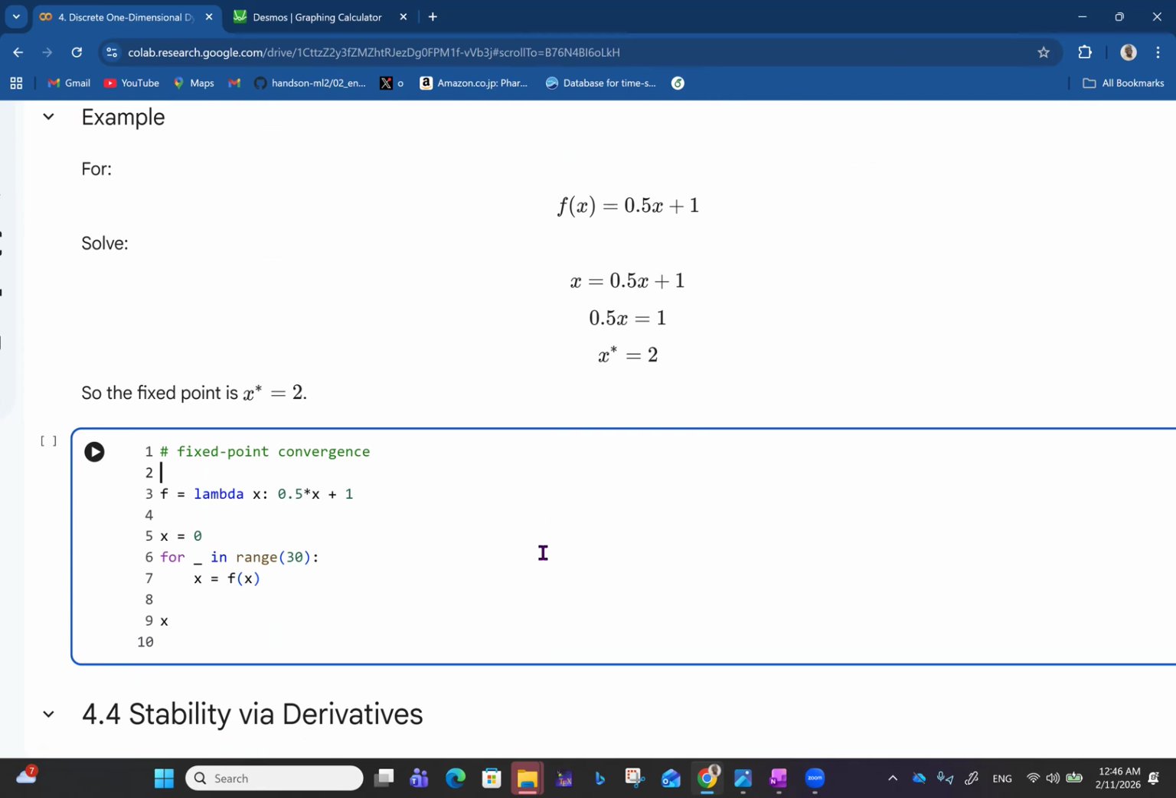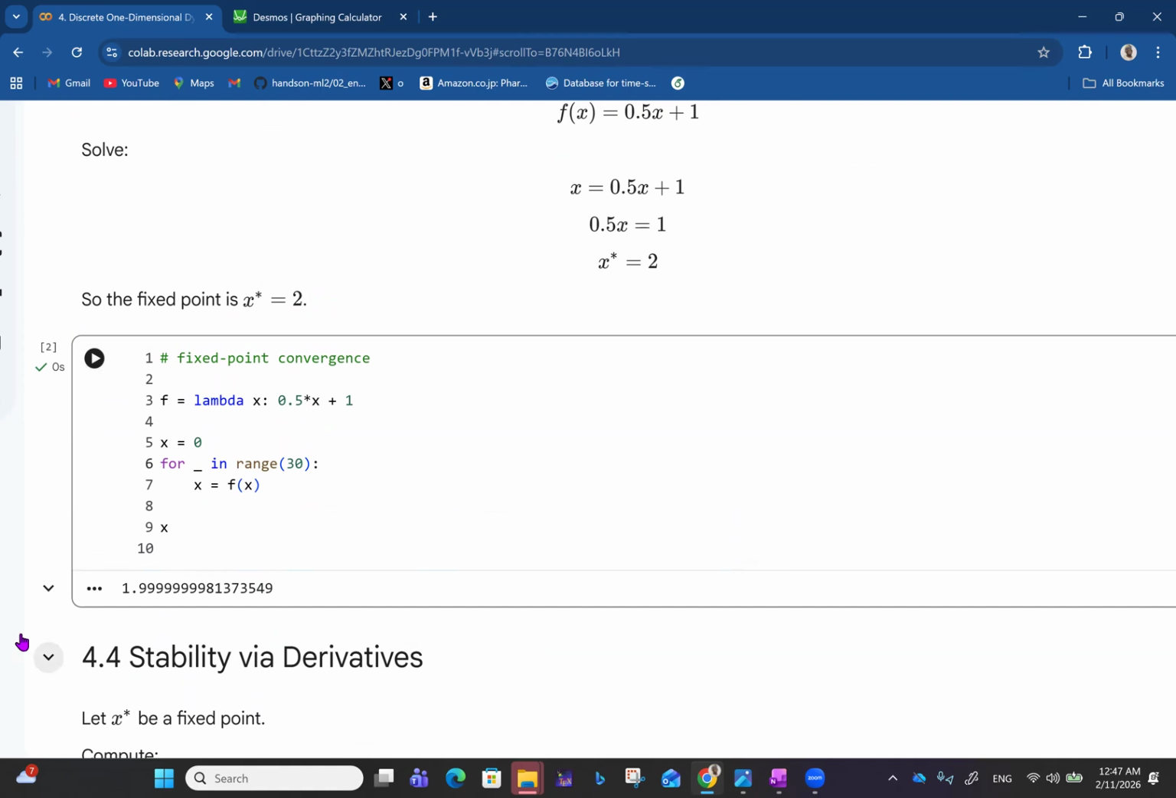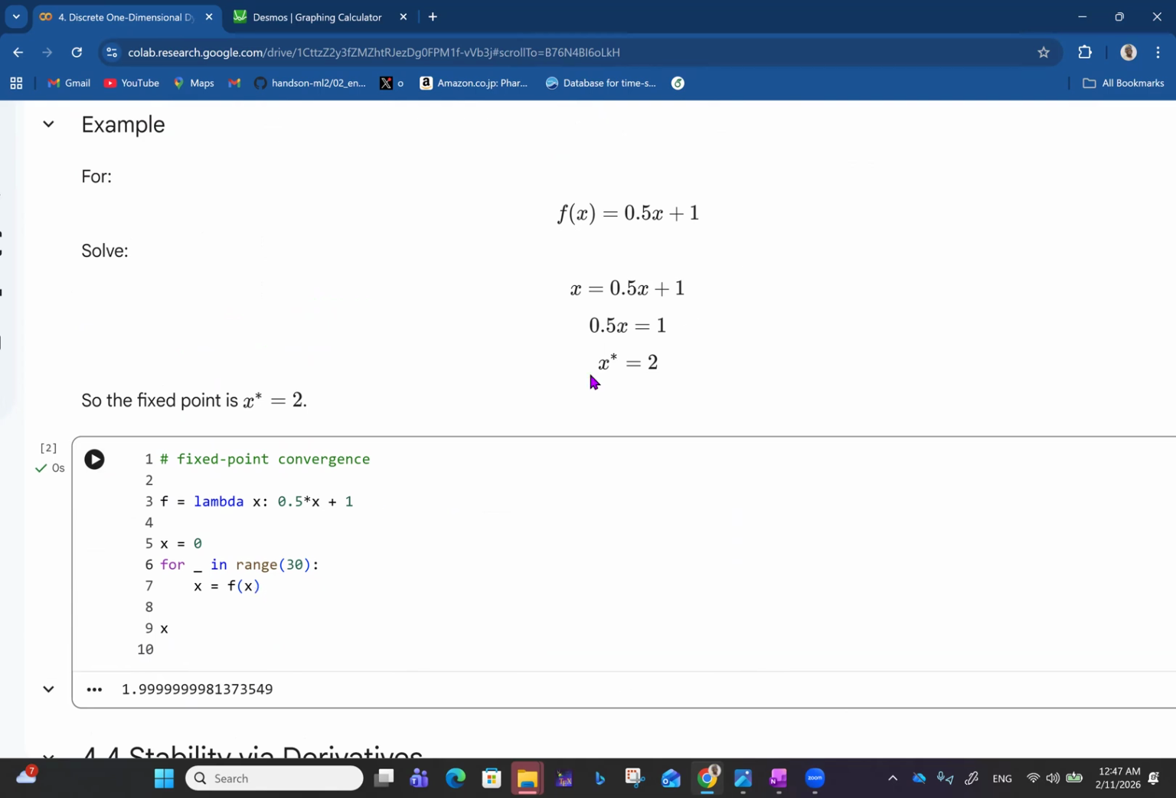And we can do a simple code for this. So f is lambda x, 0.5x plus 1, x is equal to 0, for everything in the range up to 30. You can just keep going, and that keeps moving. So you get 1.9999 something. And that is the fixed point. But of course, this is an analytical way of getting that.